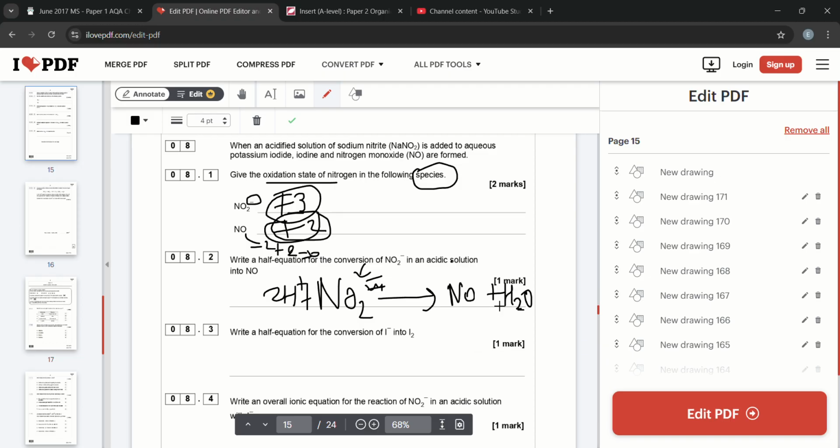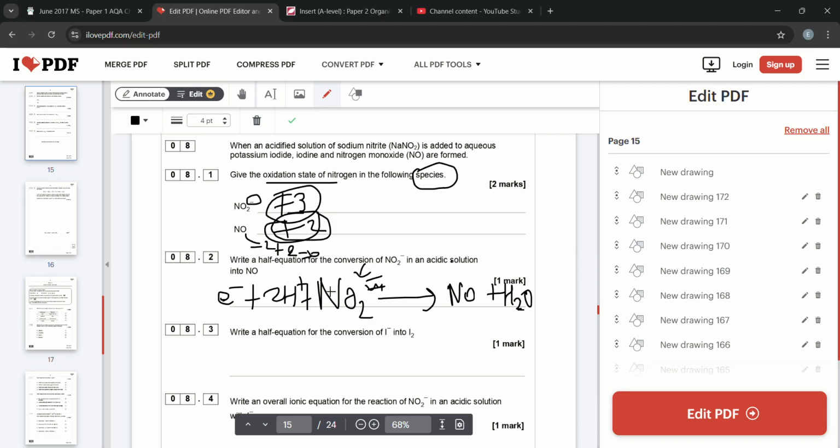We can only add water molecules, H+ and electrons. Now the overall charge on the left hand side is -1 plus 2, which is +1. So I need to add an electron to give an overall charge of 0. So e minus plus 2H plus plus NO2 minus arrow NO plus H2O.